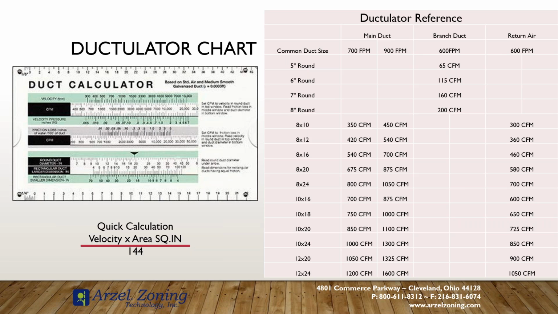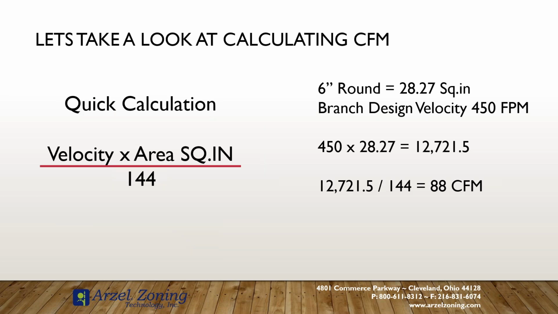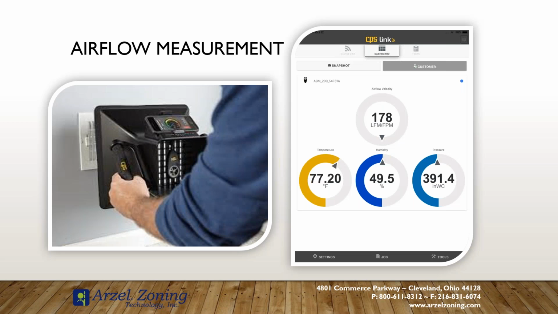So if I know what my design is, I can measure my actual performance. So my design for that 6-inch duct is going to be 88 CFM. Now, if I use my meters and I measure my actual performance, I might see that it's not running at that 88 CFM. It might be running at less than that. Maybe instead of 450 feet per minute, my meter tells me I'm running at 300 feet per minute.